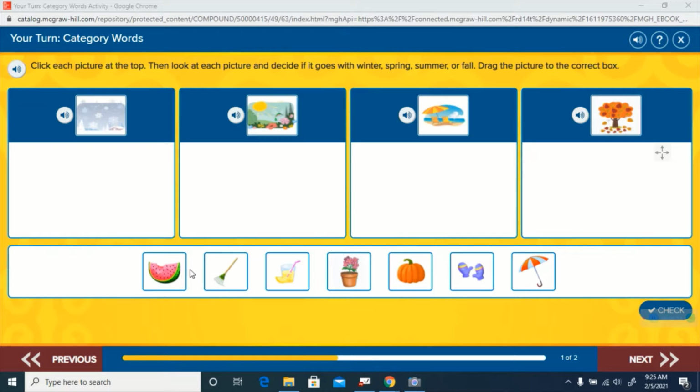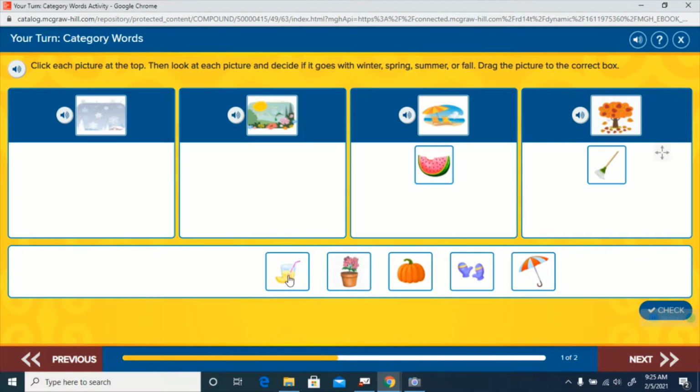The first one is watermelon. Does watermelon go with winter, spring, summer, or fall? We eat watermelon in the summer a lot. What about this? It's a lake. Do we lake in the winter, spring, summer, or fall? We usually lake in the fall.